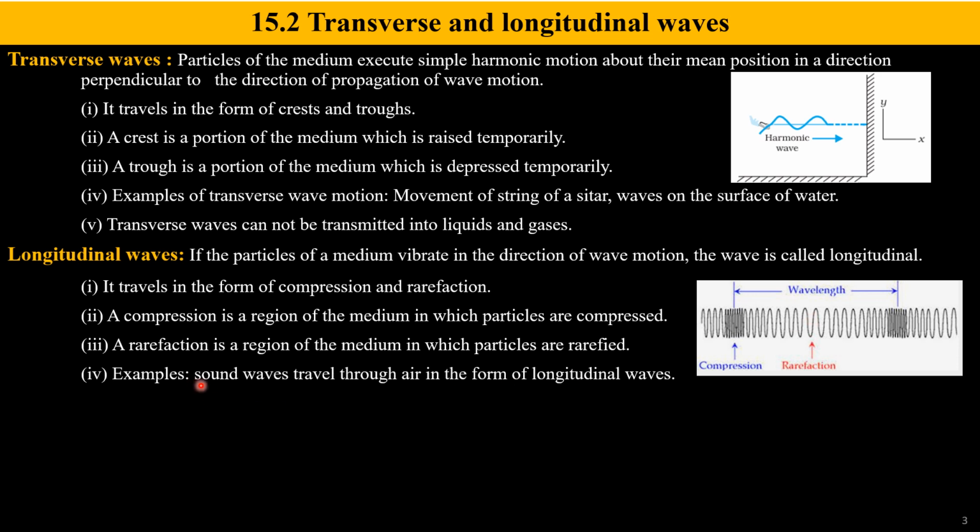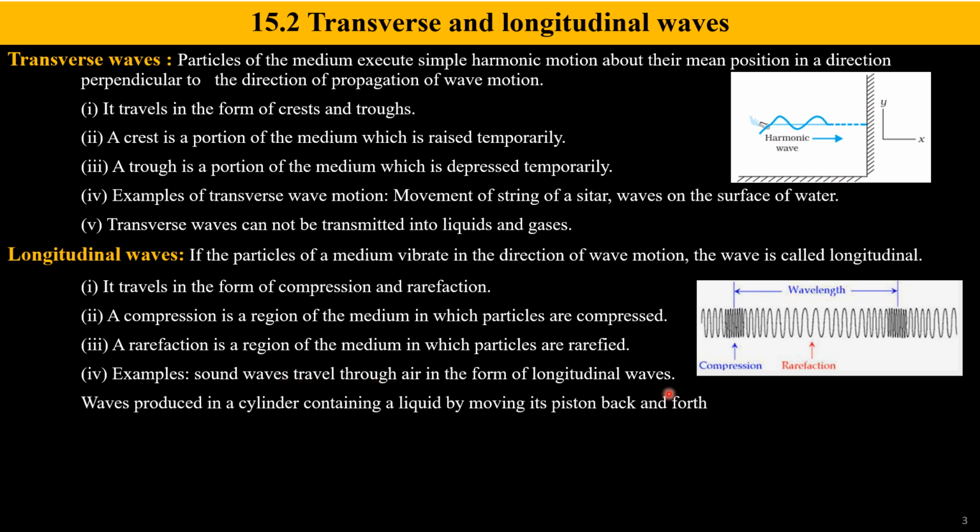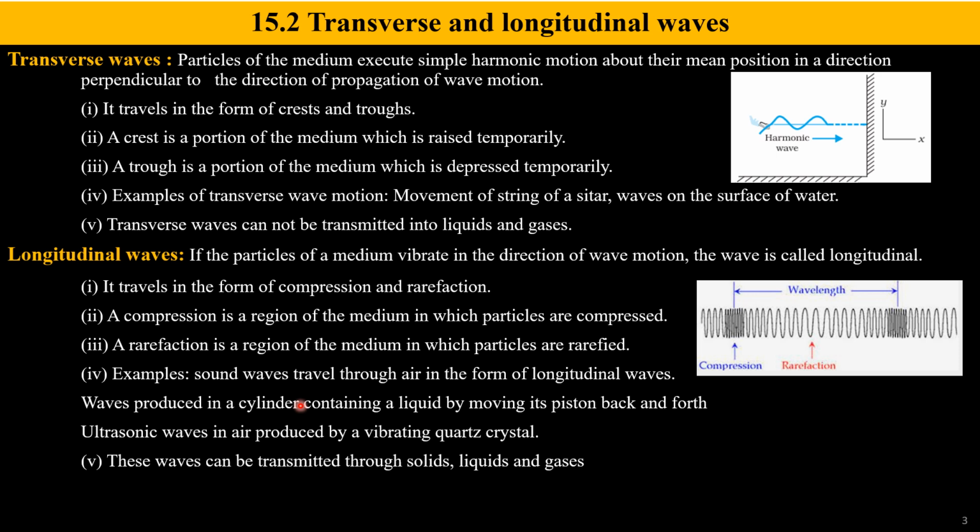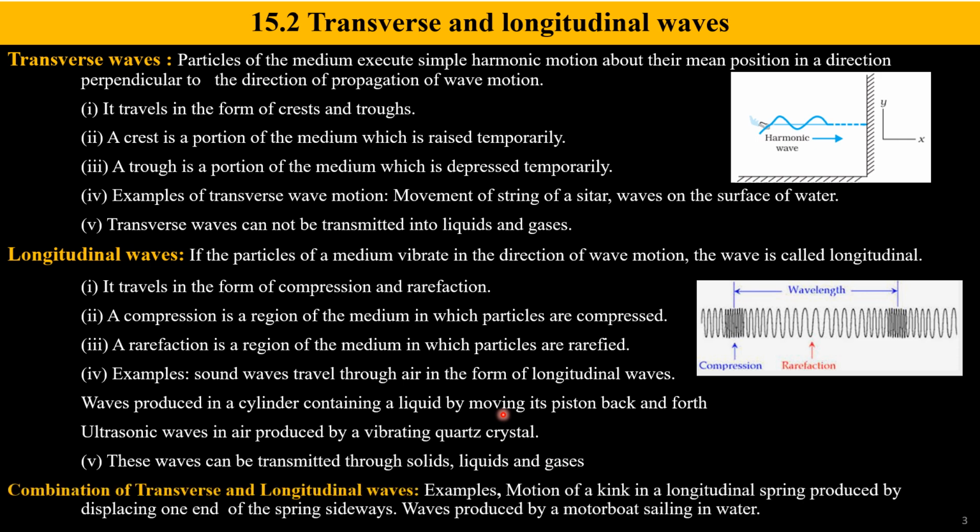Examples of longitudinal waves are sound waves that travel through air in the form of longitudinal waves; waves produced in a cylinder containing a liquid by moving a piston back and forth; and ultrasonic waves in air produced by a vibrating quartz crystal, which are longitudinal in nature. These waves can be transmitted through solids, liquids and gases. So the waves which travel through solids, liquids and gases are longitudinal waves.